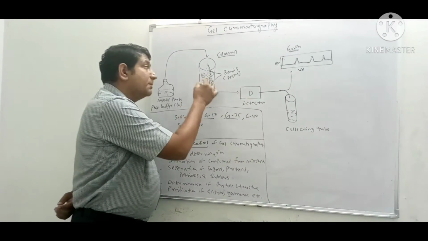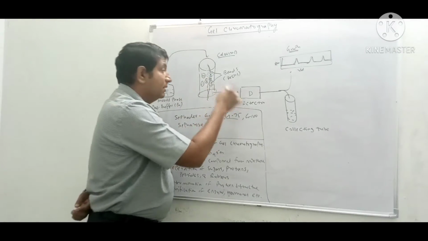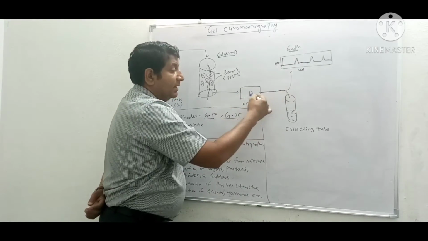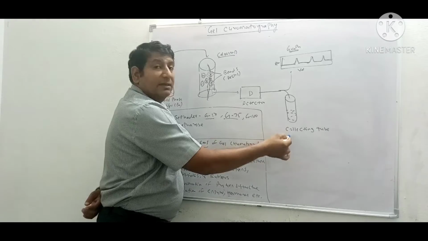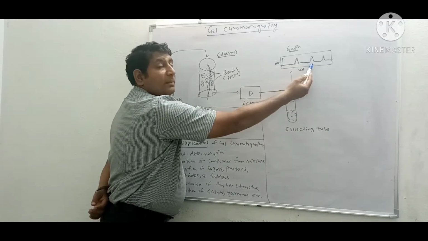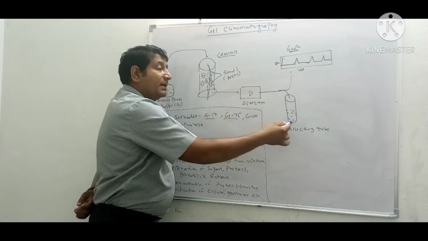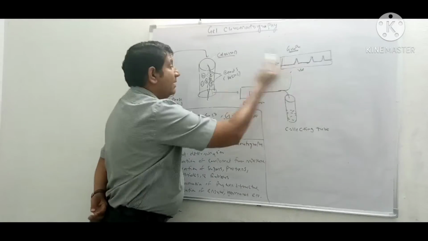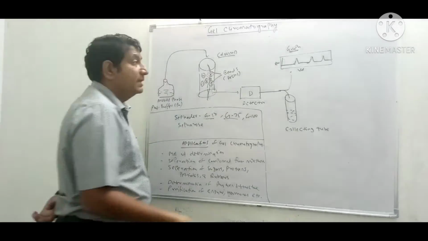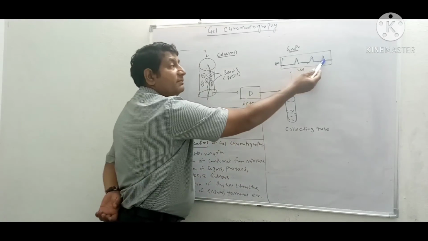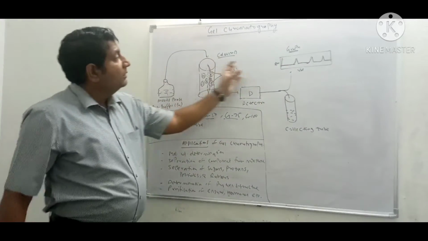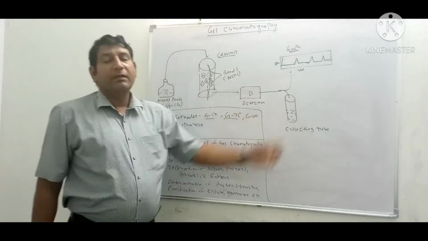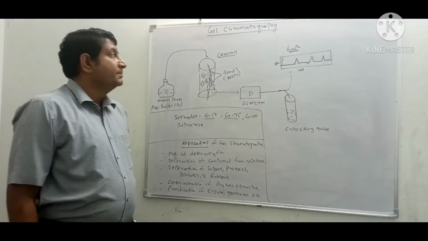Now the smaller particles come through the column and reach the detector, which detects and analyzes the components, and it is collected in the collecting tube and shows a peak. Again the part is separated. Again mobile phase will come and we see a flat line. Again particles of lesser molecular size come and we see a peak. So this is how gel chromatography works and how separation and identification of components is done.